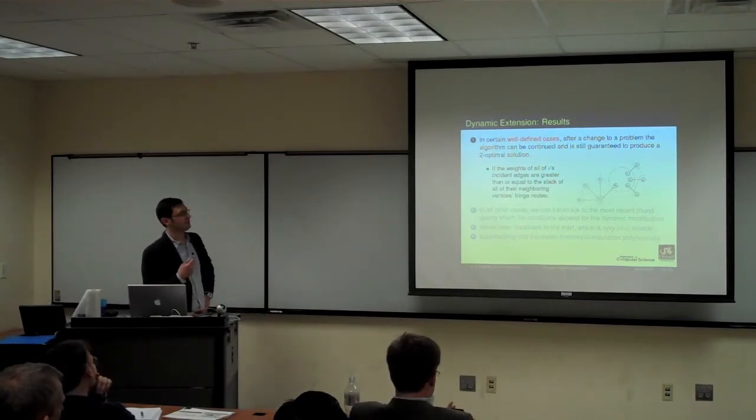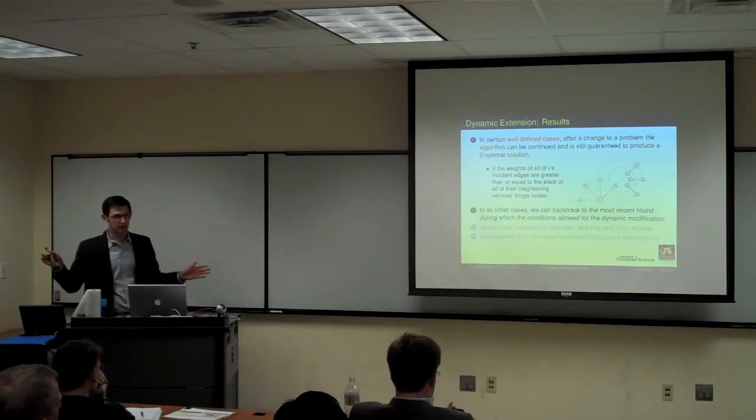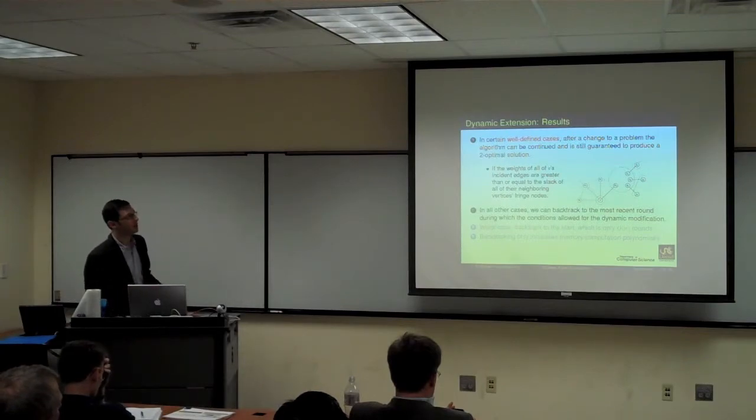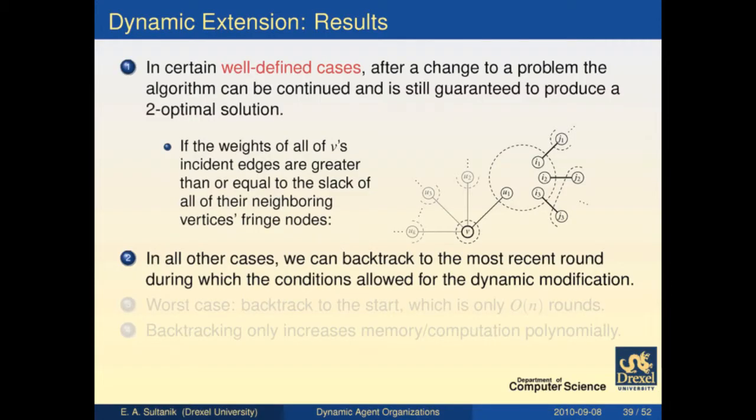So we can test if this property holds. Now, if it doesn't hold, meaning we weren't necessarily guaranteed to have the same optimality bounds, then we can backtrack the search to the most recent round where those properties did hold. And we're always guaranteed to have those properties at round 0. So in the worst case, we're just going to backtrack all the way back to where we started in round 0. But since the number of rounds is bounded above by n, in the worst case we're only going to incur a linear number of backtracks.